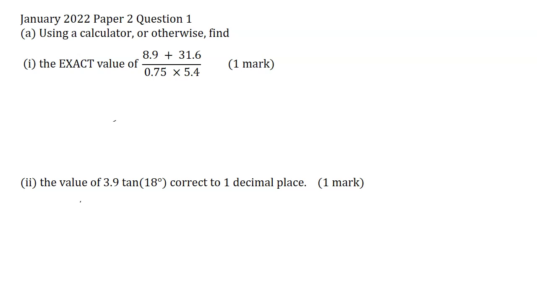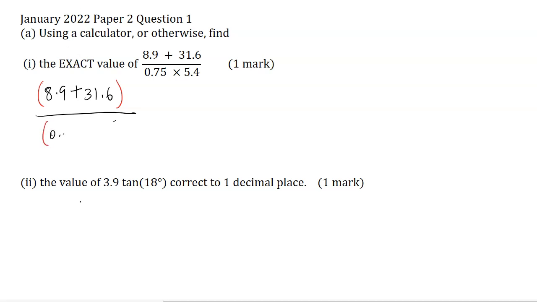So I will type into my calculator here: open brackets, 8.9 plus 31.6, close brackets, divided by open brackets 0.75 multiplied here by 5.4, close brackets. I will press equal and get 10.